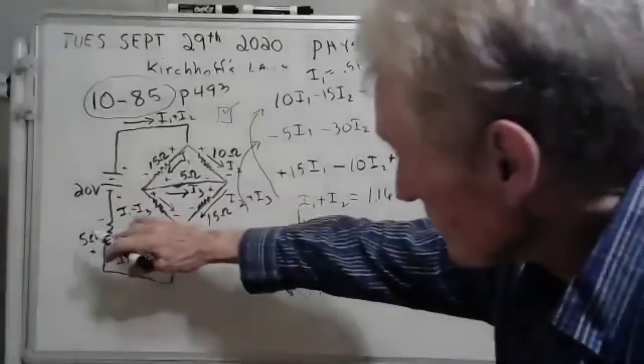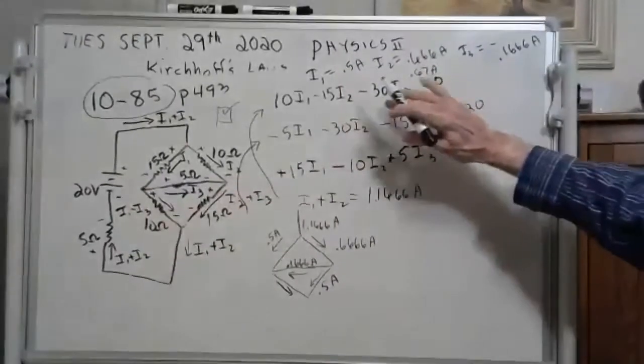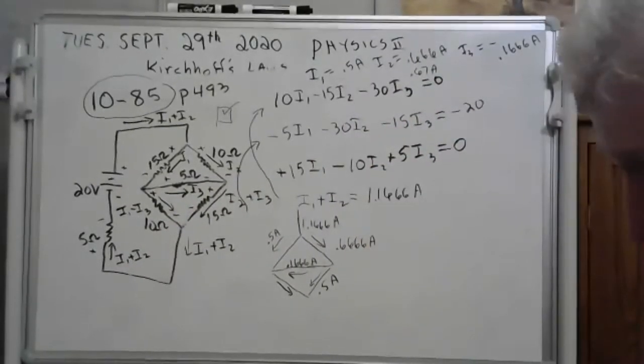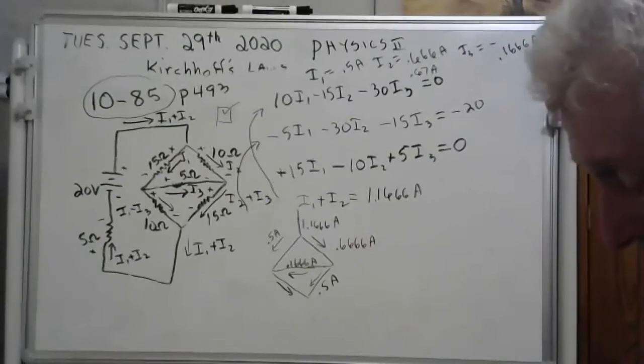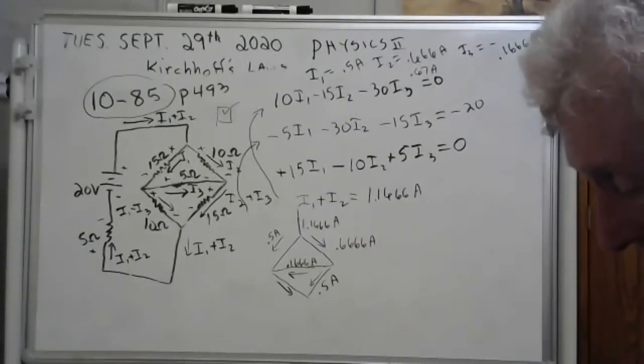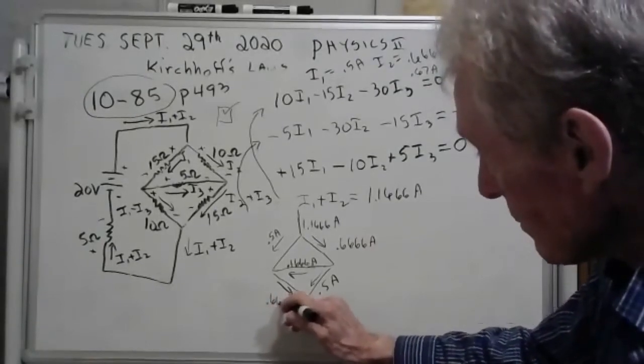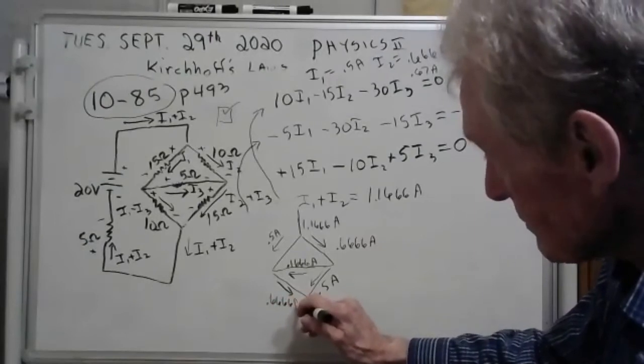You know what this one is? It's I1 minus I3. Let's see what that is. I1 minus I3. That's a minus, that's plus 0.1, a whole bunch of sixes. That makes this 0.66, a whole bunch of sixes amps.